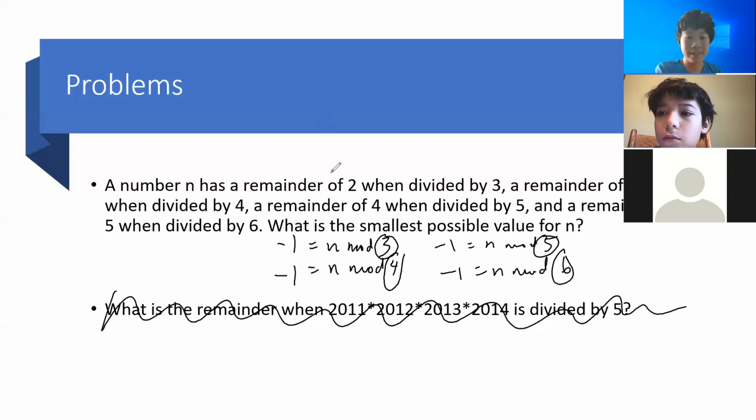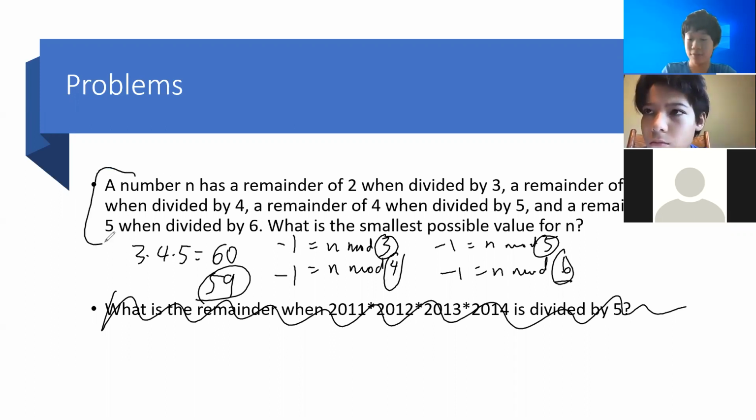So what is the least common multiple of 3, 4, 5, and 6? Well, that's not that hard. We got 3 times 4 times 5, because 6 is already 3 times 2, 60. So n is going to be 60 minus 1, 59. And that's the answer. All right. And if you were to check them with all of these values, you can see that it works.